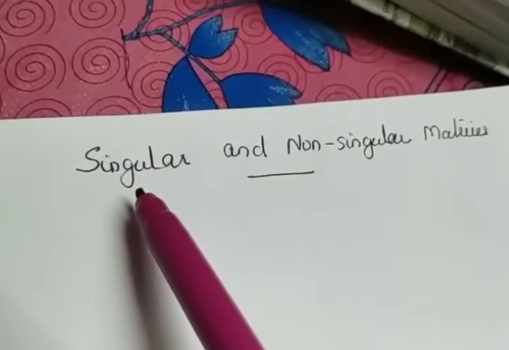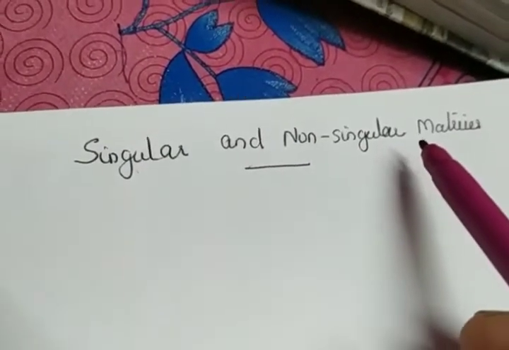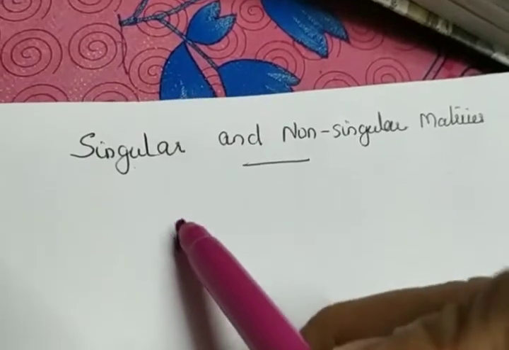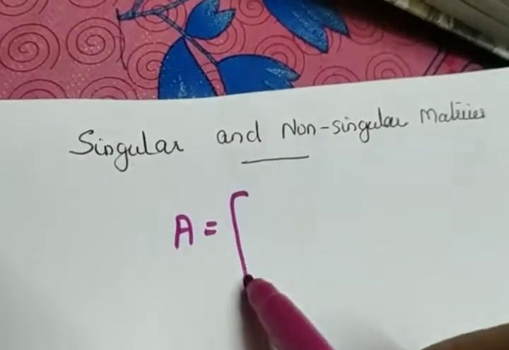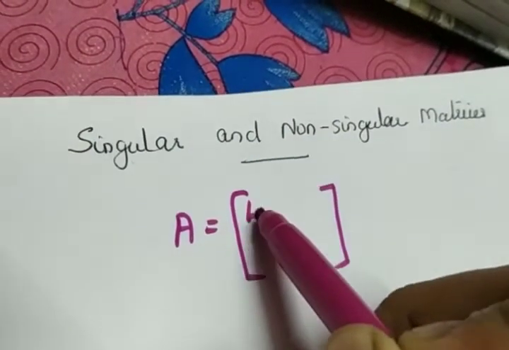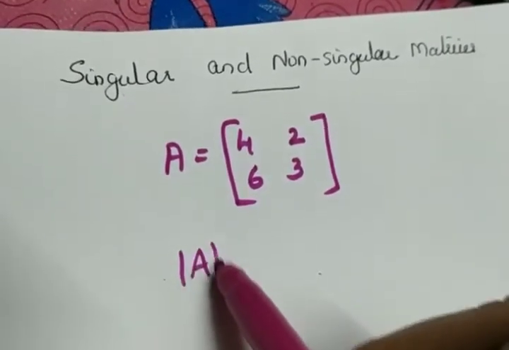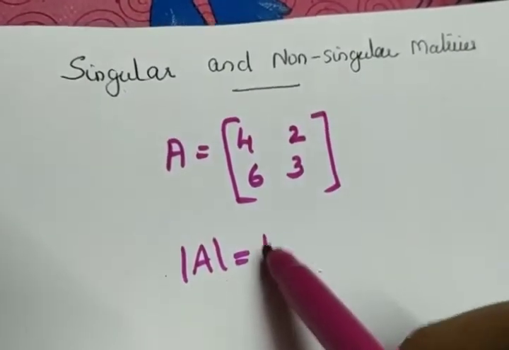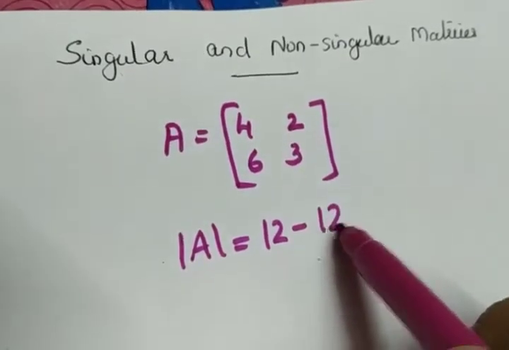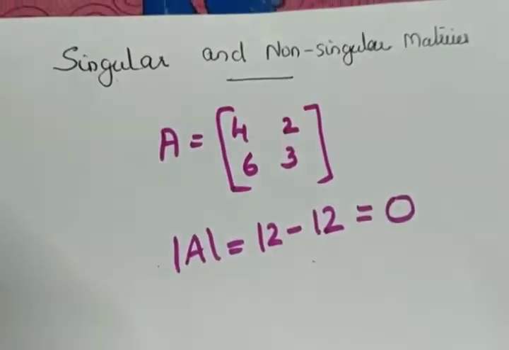Next, we are going to deal with singular and non-singular matrix. Suppose A is the matrix [4, 2; 6, 3]. Calculate det A. What is det A? 4 into 3 is 12, minus 6 into 2, which is 12. 12 minus 12 gives you the value 0.